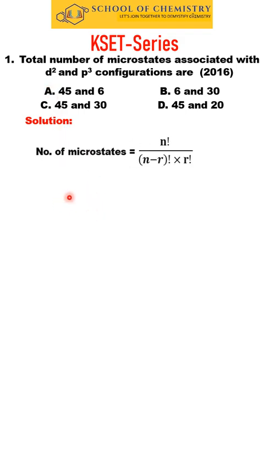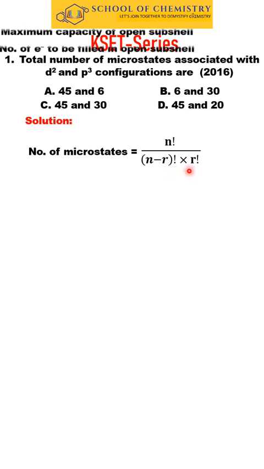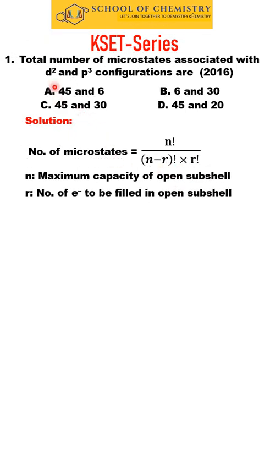The formula to work out the number of microstates for any given configuration is this: n factorial divided by (n minus r) factorial into r factorial. In this formula, n and r can be decided easily on the basis of the given configuration. N is nothing but the maximum capacity of the subshell for which they are asking the number of microstates. Similarly, r is the number of electrons to be filled in the open subshell, or whatever number of electrons they have asked you to fill, so that value you can take as r.